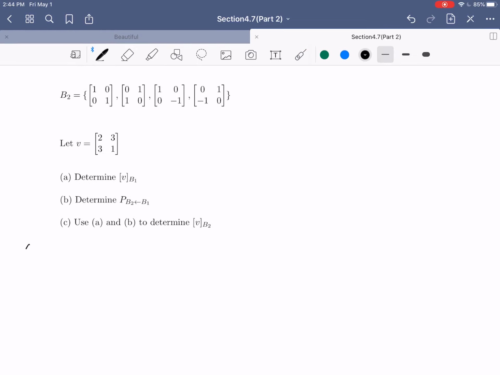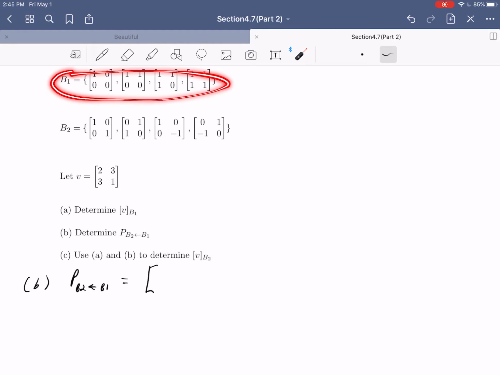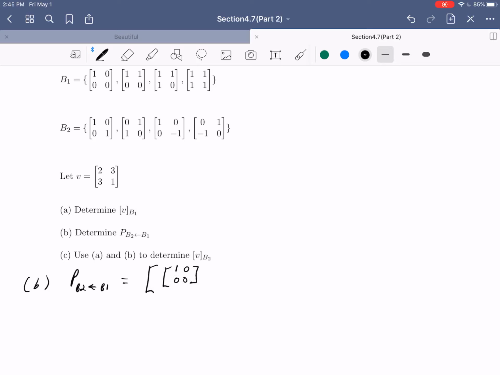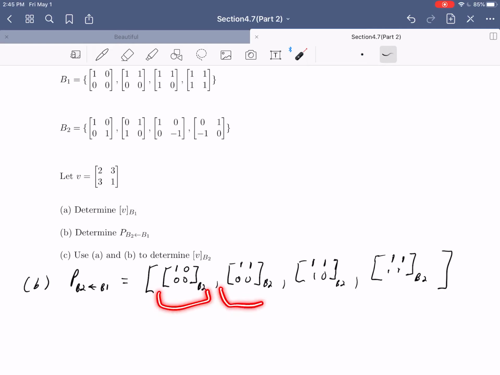So for part B, we would know that P, which goes from B1 into B2, is going to look like each of the things in B1 represented in terms of B2. So that would be the representation of 1, 0, 0, 0 in terms of B2. Then it would be 1, 1, 0, 0 in terms of B2. Then 1, 1, 1, 0 in terms of B2. And then finally 1, 1, 1, 1 in terms of B2 as well. Okay, so what that means is we're going to have to solve for the component representation of each of these four things to build this matrix.